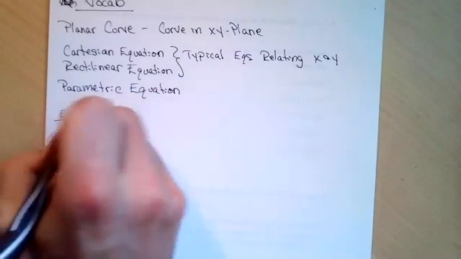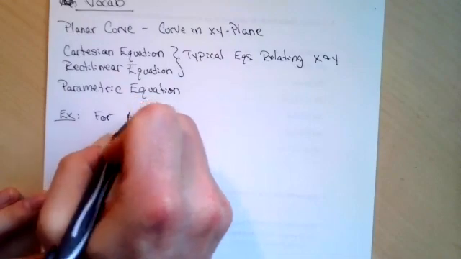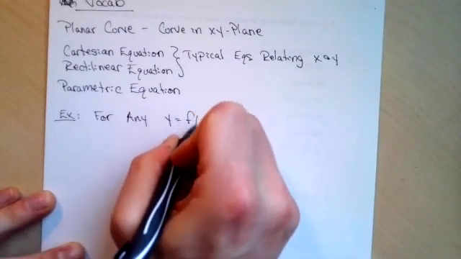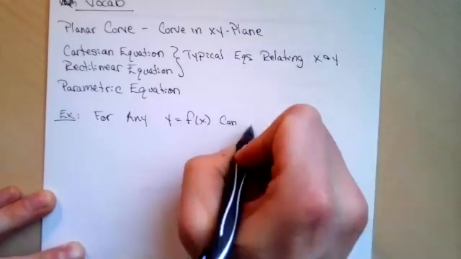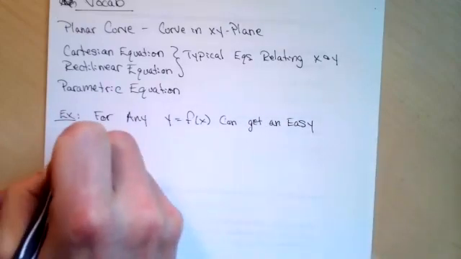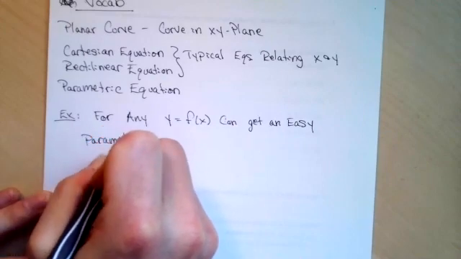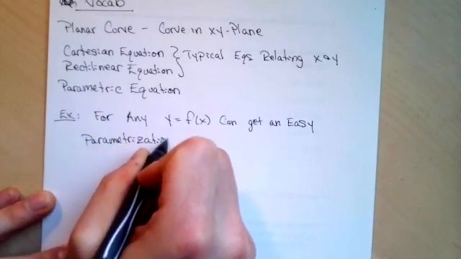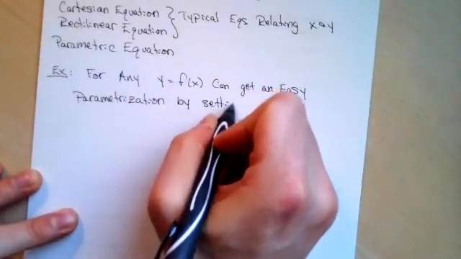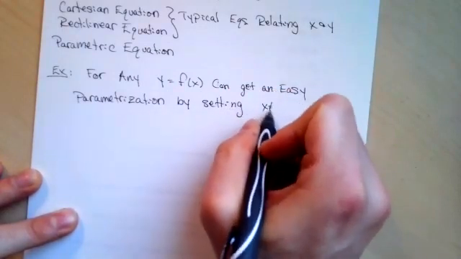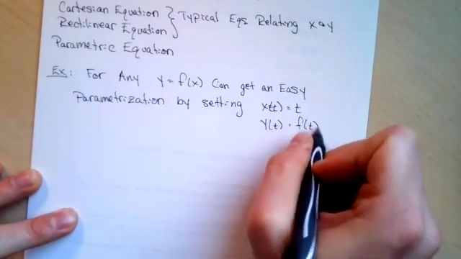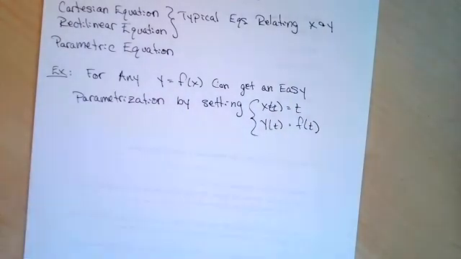And so our method is, for any function, if we have y as a function of x, we can get an easy parametrization by setting x equal to t and y of t equal to f of t. This is kind of the easiest case to start with.